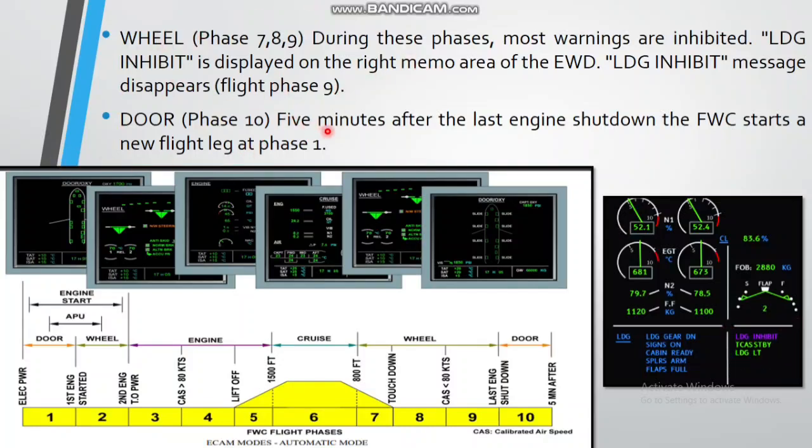Door phase 10 is just 5 minutes after the last engine shutdown. Flight warning computer starts a new flight leg at phase 1. So the door phase will come in phase 10, after the last engine shutdown. It will come on the door phase.